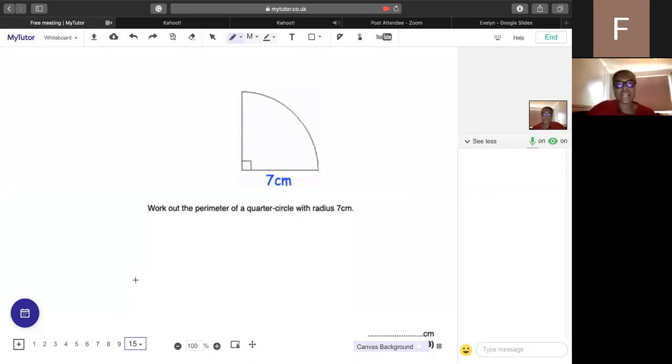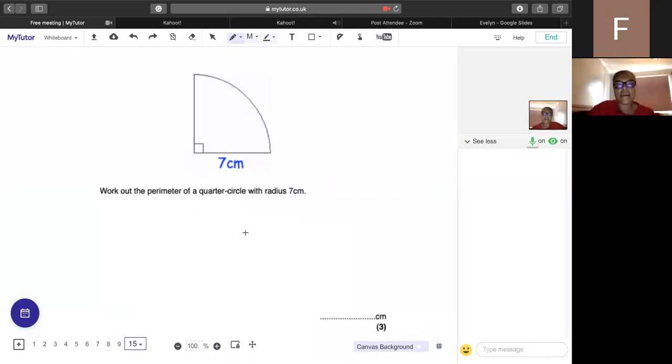Cool. So let's have a look at this question then. We've got a quarter circle, and they want us to calculate the perimeter of a quarter circle with radius 7 centimeters. So remember, this is the perimeter, not the length of the arc. So not only do we have to work out this arced shape, but we also have to add on the other two straight lines on our quarter circle as well.